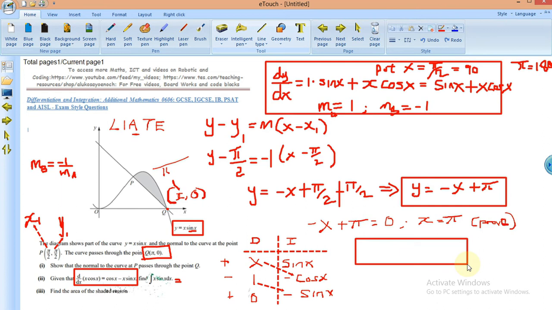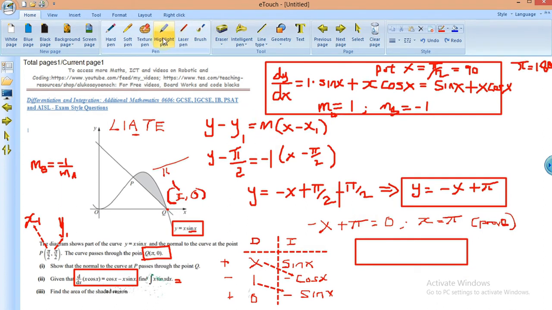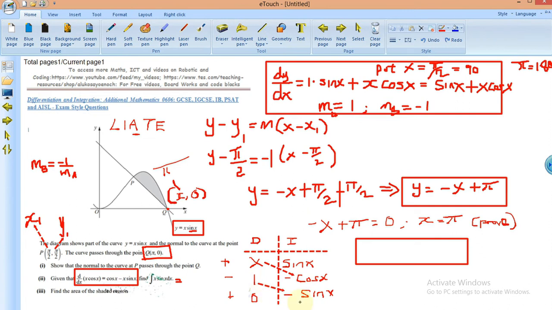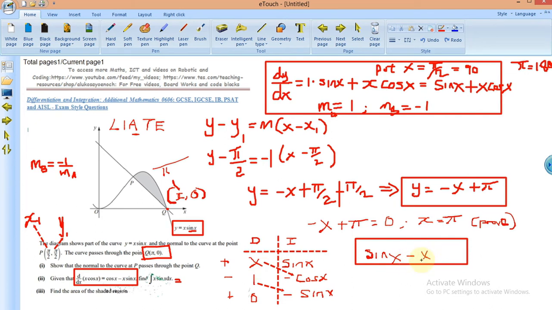Okay, so finally I have what now? I want to work with this one. So that will be sine x, then plus times minus plus, so minus x cos x. And since this is an indefinite integral, you just put plus c. So that's the solution to this question.